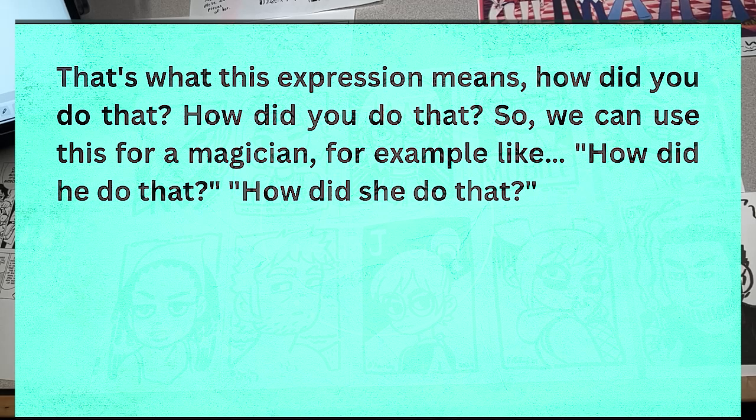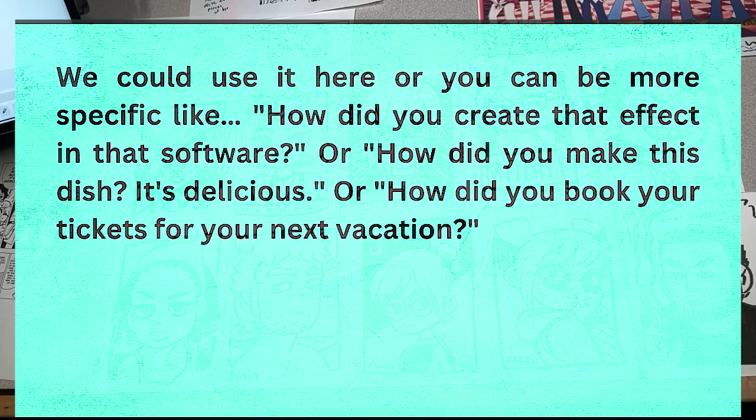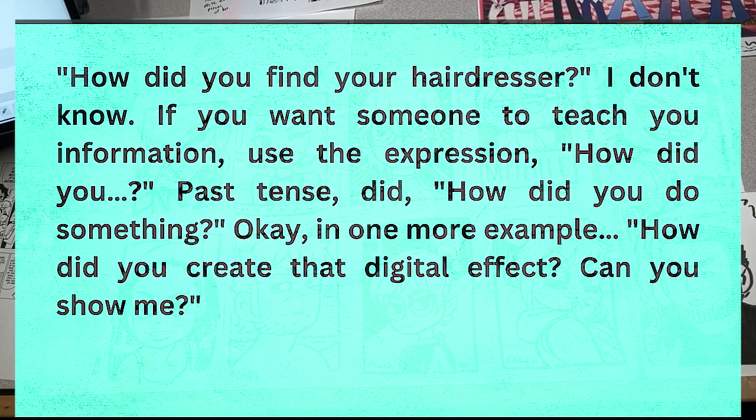How did you do that? So, we can use this for a magician. For example, like, how did he do that? How did she do that? We could use it here, or you can be more specific, like, how did you create that effect in that software? Or, how did you make this dish? It's delicious. Or, how did you book your tickets for your next vacation? How did you find your hairdresser? I don't know. If you want someone to teach you information, use the expression, how did you... Past tense. How did you do something?